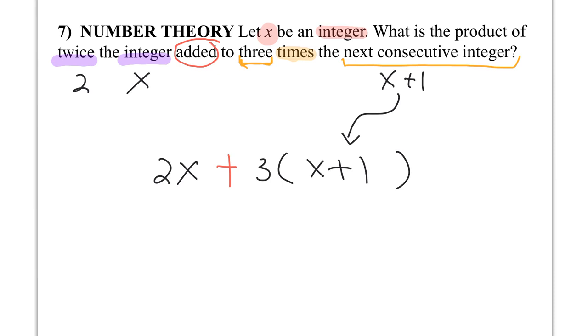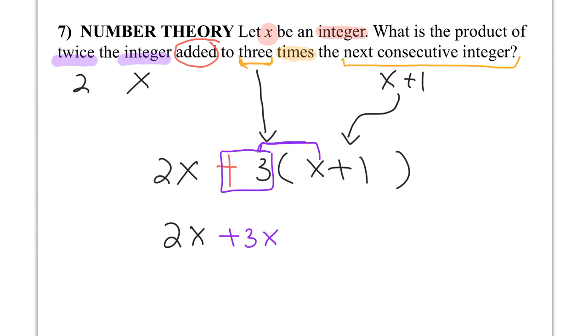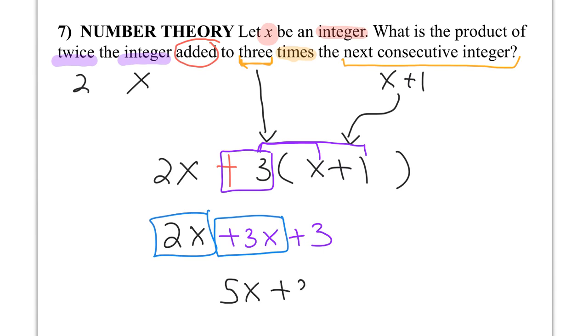Now remember that 3 is right here. So you have 3 times the next consecutive integer. You guys are going to simplify. The 2x here is not inside of the parentheses. So you're just going to bring that one down. And I will multiply this positive 3 times the x. So that's going to be positive 3x. And positive 3 times the 1. And that's positive 1. That's going to be positive 3. I'm going to add like terms, the 2x and the 3x. And we have a 5x plus a 3.